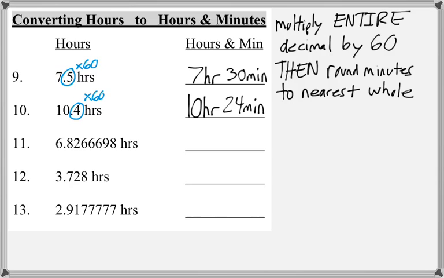For 11, we have 6.8266698. So the 6 hours I can put here, and then I need to multiply the entire decimal. So again, it is the entire decimal that I need to multiply by.